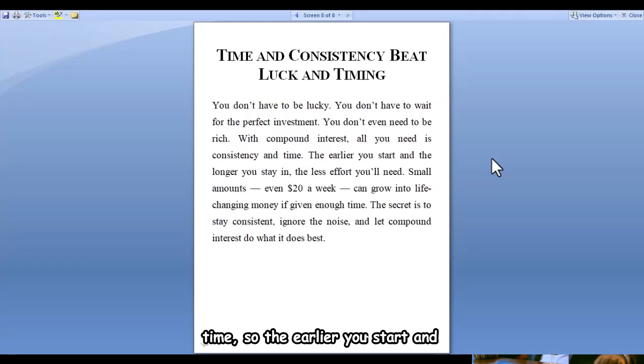So the earlier you start and the longer you stay in, the less effort you'll need. Small amounts, even $20 a week, can grow into life-changing money if given enough time. The secret is to stay consistent, ignore the noise, and let compound interest do what it does best.